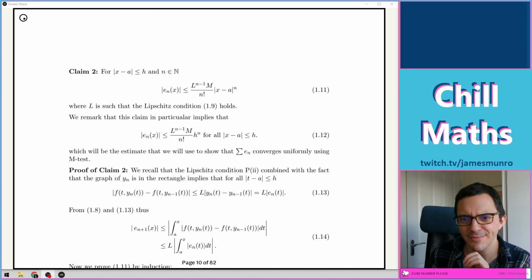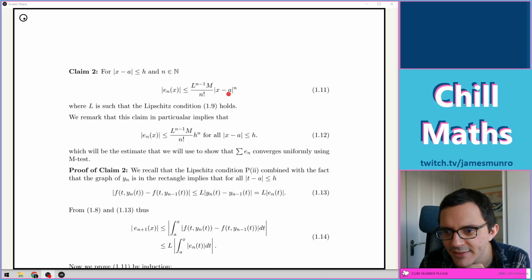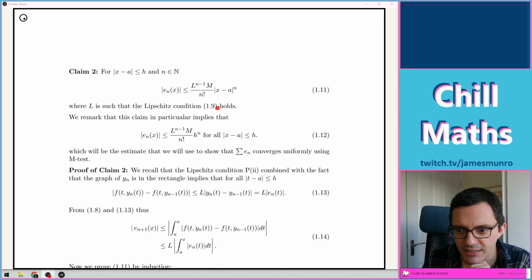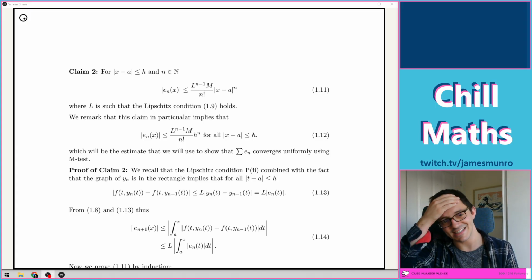I'm skipping the proof. And then these differences between them are bounded by some geometric series. So that's good. And that's going to be something like bounded by a geometric series, and this x minus a to the n is good as well. So in particular, x minus a can only be as large as h, so these are really small. We're going to be able to add all these errors together to get something. Okay. Oh gosh, there's the M test.